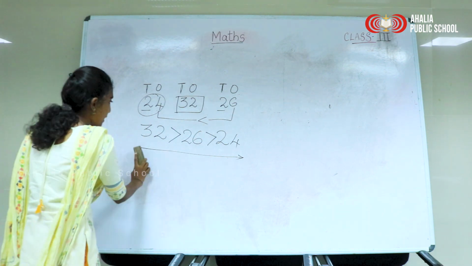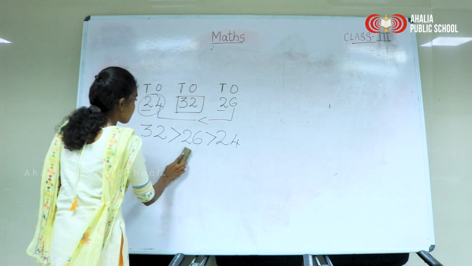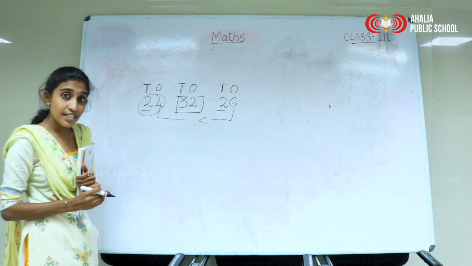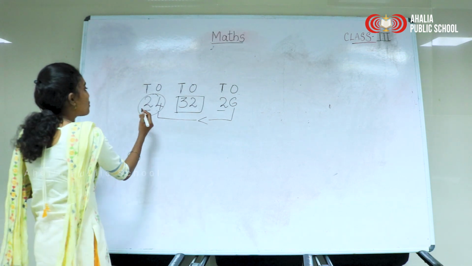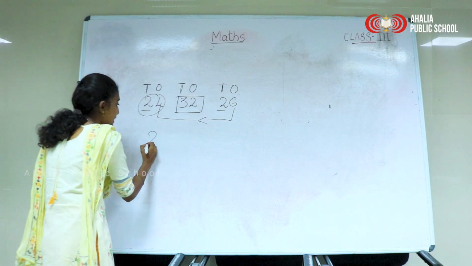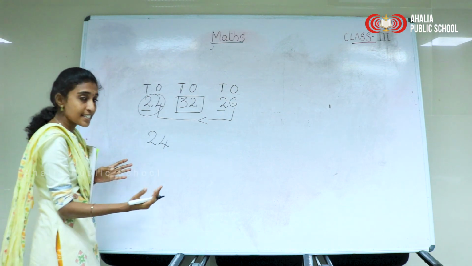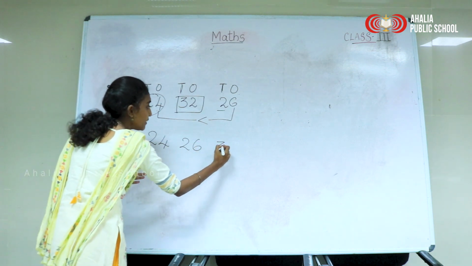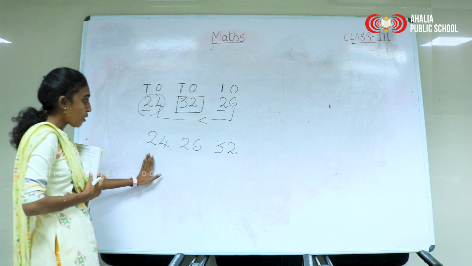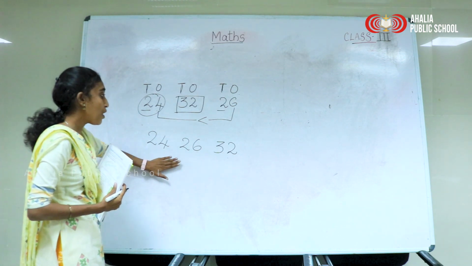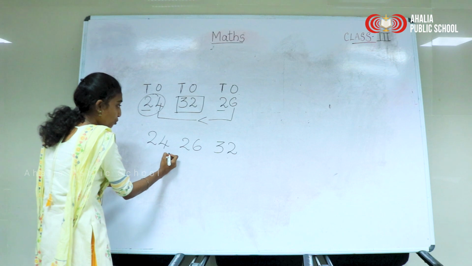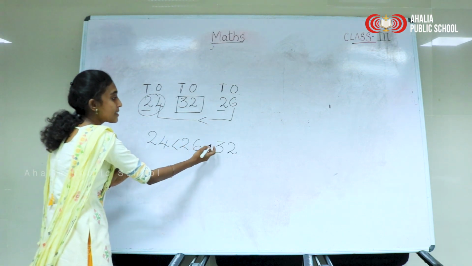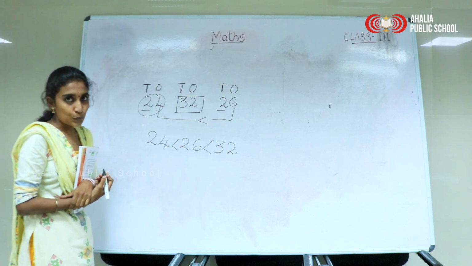Okay, in a similar manner, we can write ascending order also. In ascending order, what will come first? The smallest number. So which is the smallest number here? 24. And the next 26. And the next 32. Okay, from the smallest to the greatest. And now how will we put the symbols? 24 is less than 26. 26 is less than 32.